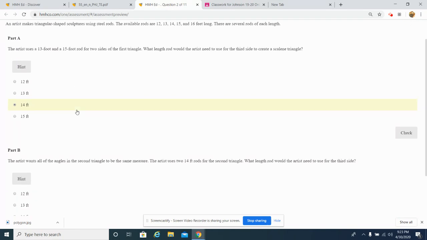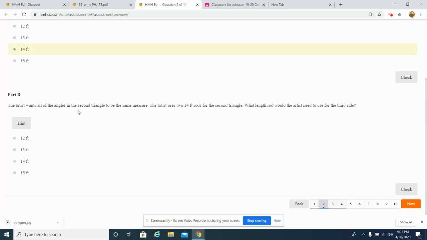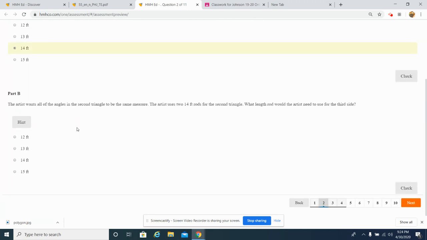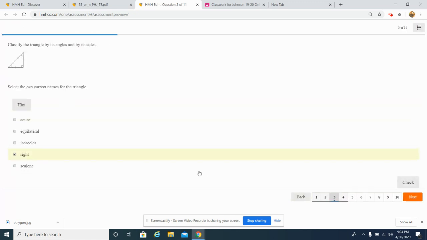Did you catch what I'm doing again? Hint, hint. Those of you who are watching, push pause. Okay, it says the artist wants all the angles of the second triangle to be the same. The artist uses two 14 rods. What would be the other one? Well, of course, it wants all of them to be the same. It would be 14.